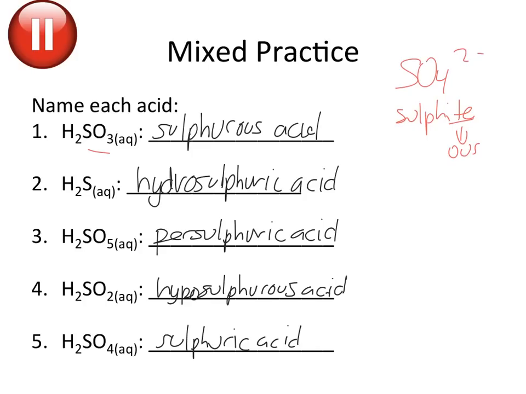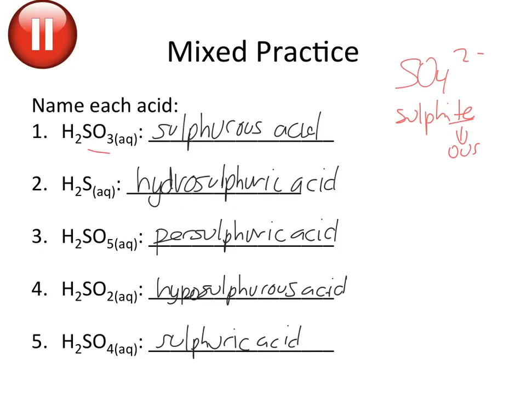H2S, well that's not an oxyanion at all. It doesn't contain any oxygens. It's simply hydrogen bonded to a sulfur. So that is a binary acid. Now with binary acids, we put the prefix hydro, so hydrosulfuric acid.